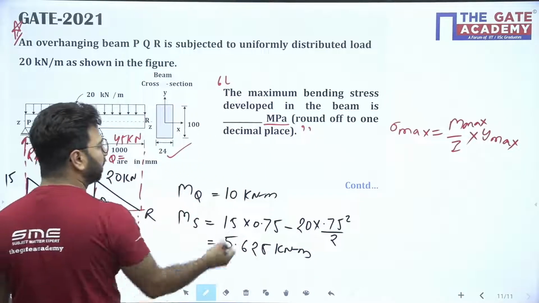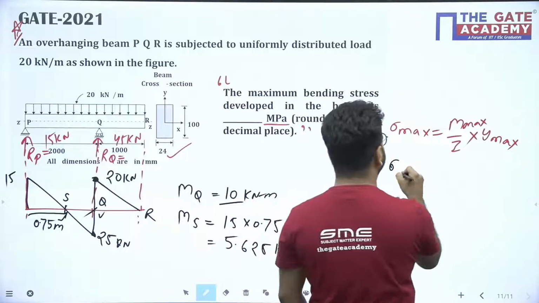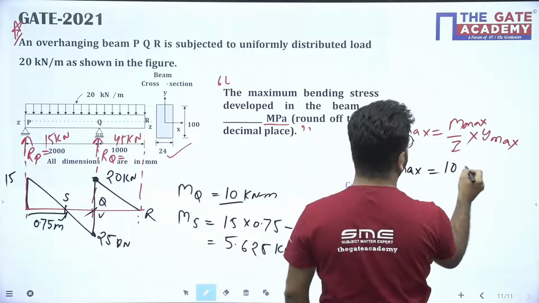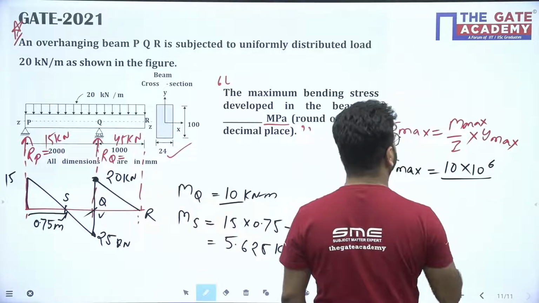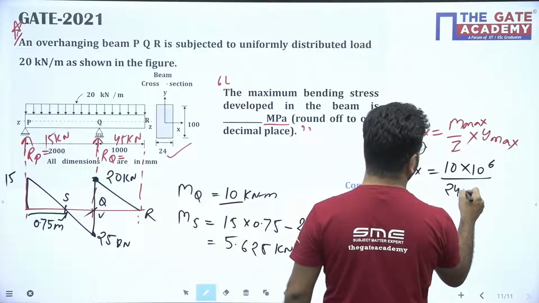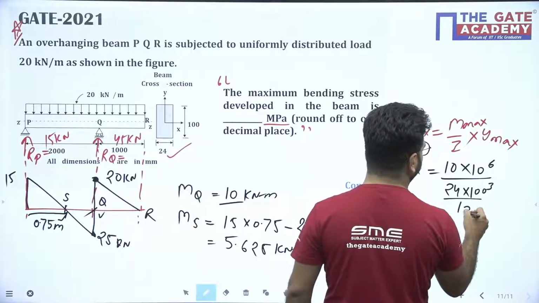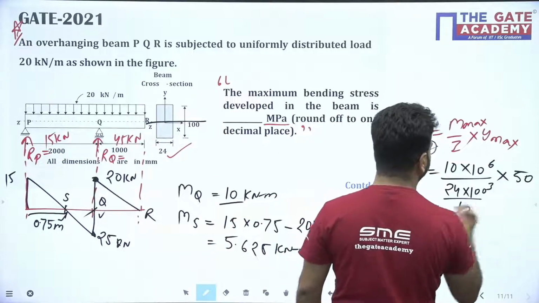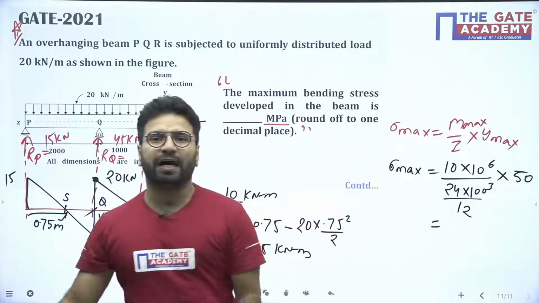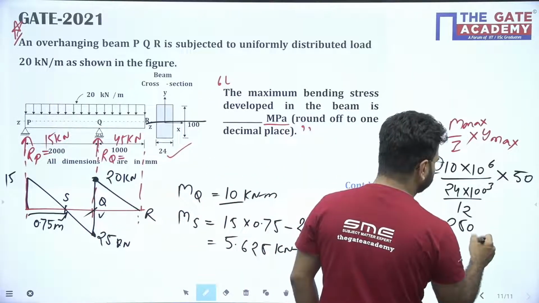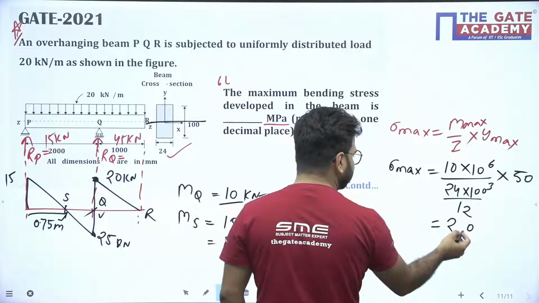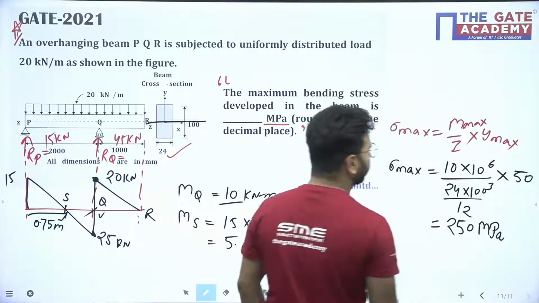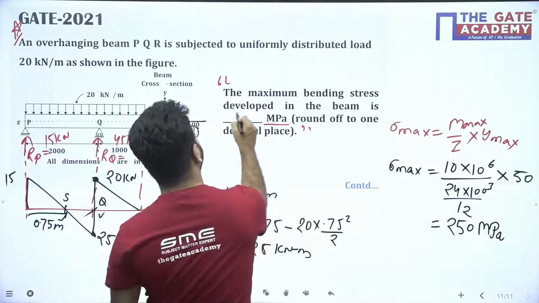So which bending moment is maximum? 10 is maximum, use 10 here. So sigma max is equal to 10. It's in kilonewton meter, but the question is asking in megapascal, so convert into Newton meter: 10 into 10 to the power 6. I will be how much? 24 into 100 cube by 12, because it is BD cube by 12, into Y max. Y max will be 100 by 2, it will be 50. If you solve this completely, the answer will come 250 megapascal. That will be the answer of this question.